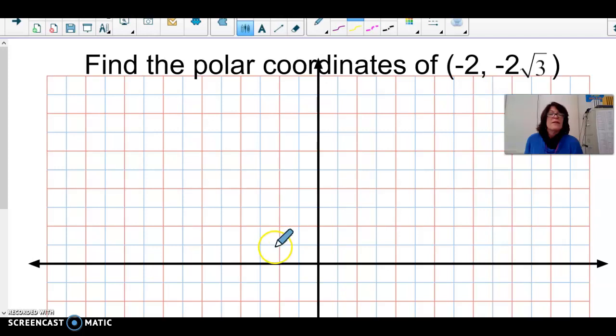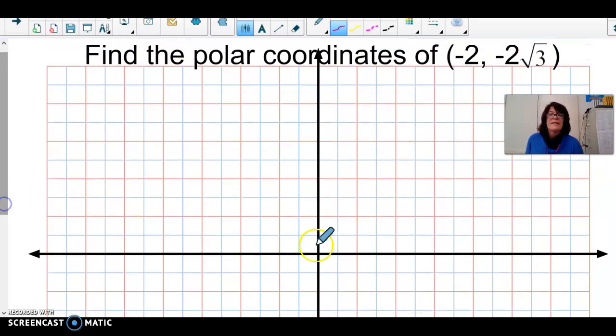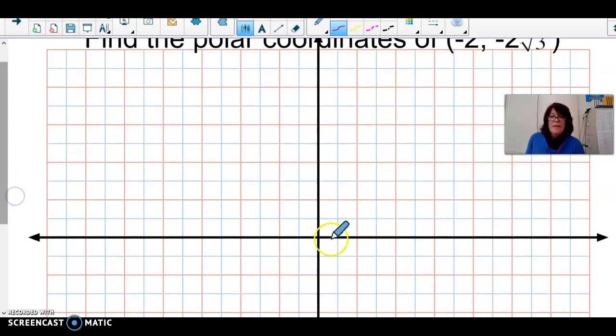Okay, let's try and find the polar coordinates of this. I have x is negative 2 and y is negative 2 root 3, which is about 3.5. 3.46, let's say 3.5. So I'm at negative 2. I always like to see what quadrant I'm in. Negative 2, negative 3.5. About here is where I am in the third quadrant.